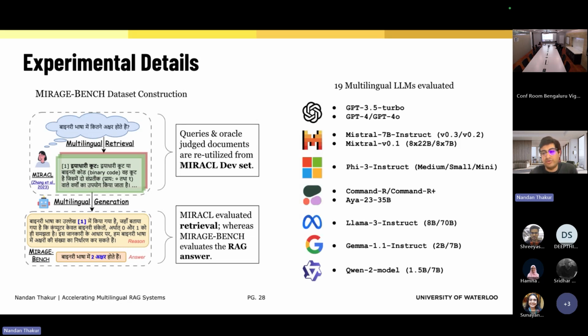To answer the question from before, we did evaluate more recent models, because this work was only a few months old. We evaluate GPT-3.5, GPT-4o, Mistral, Phi-3 instruct models, one of which is multilingual, and also Command R Plus, Aya models, Llama 3, Gemma 1.1, and the Qwen 2 models.